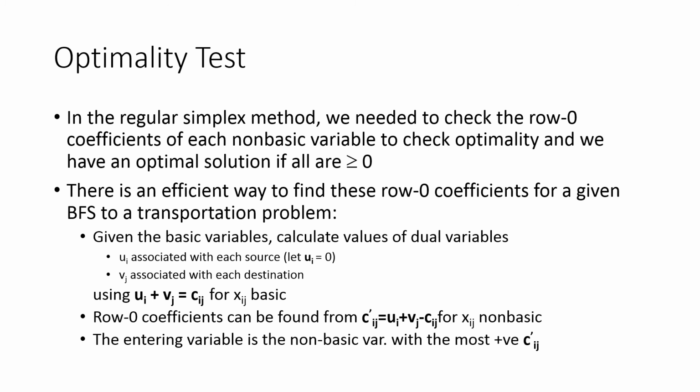But just remember that this formula that we're going to use in the next slide: for all basic variables, we're going to use this formula ui plus vj equals cij. While for all non-basic variables or cells, we're going to use this c prime ij equal ui plus vj minus cij.